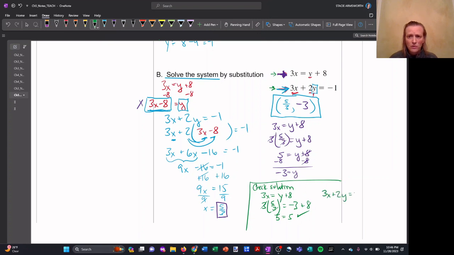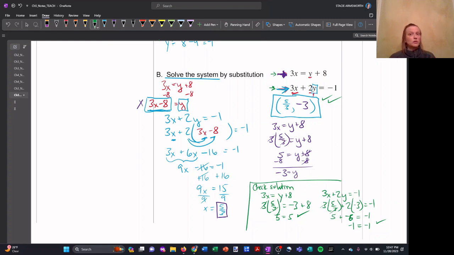And I can test the other equation. 3x plus 2y equals -1. Well, x was that 5/3 fraction. And 2y, let's see, y is -3. And that all equals -1. When I do the multiplication here, 3 times 5/3 is 5. Plus -6, because 2 times -3 is -6, equals -1. That also checks out. -1 equals -1. So I've demonstrated that this is in fact the solution to this system of equations.